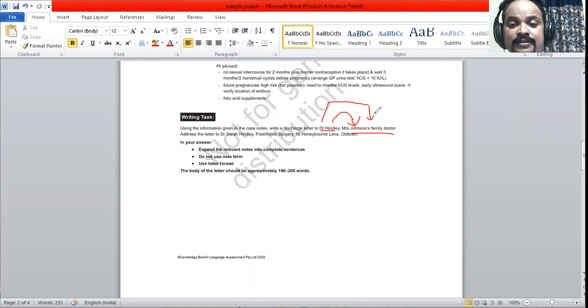Dr. Hindley should know the family history of Mrs. Johnson: who all are there, her profession, her husband's profession, her medical condition, her family's medical condition. Not only hers, her complete family. So definitely Mrs. Johnson's family doctor, Dr. Sarah Hindley, knows everything up to the point where you have taken care of the patient till the discharge. So we need to select some relevant data from the case notes.